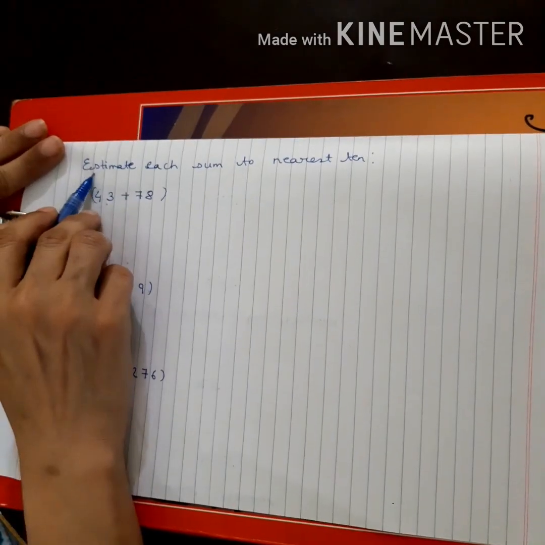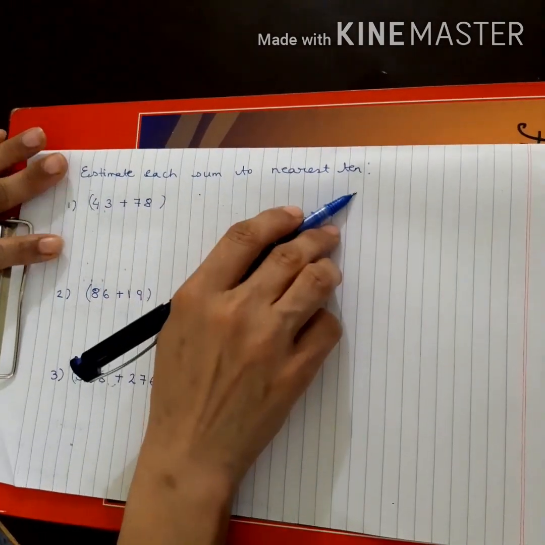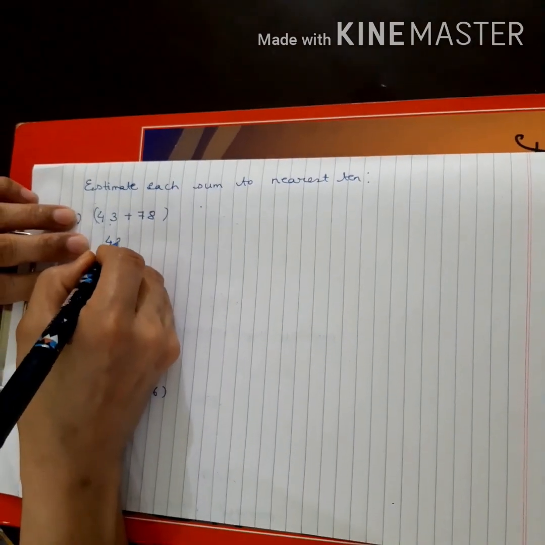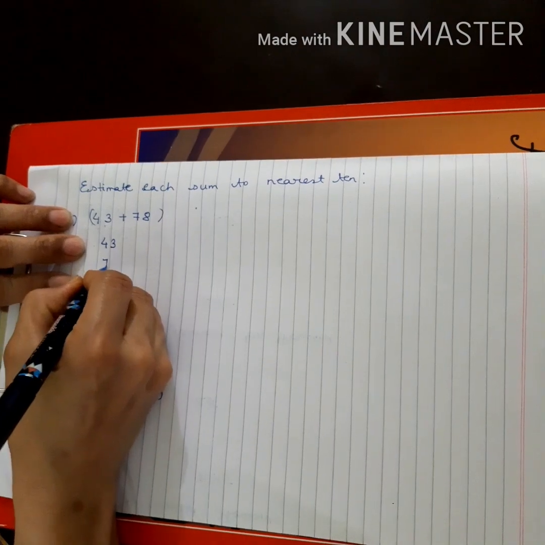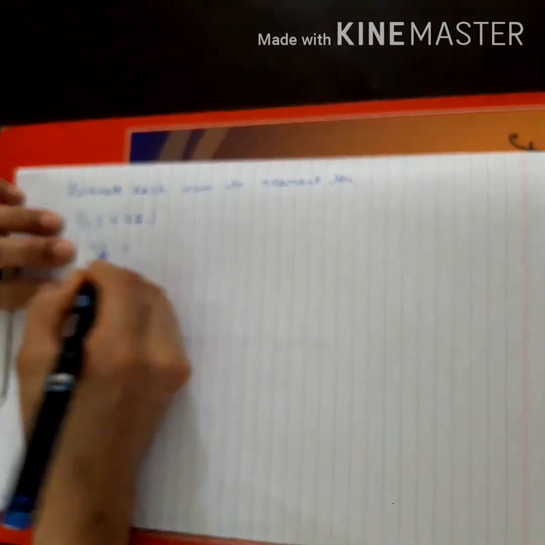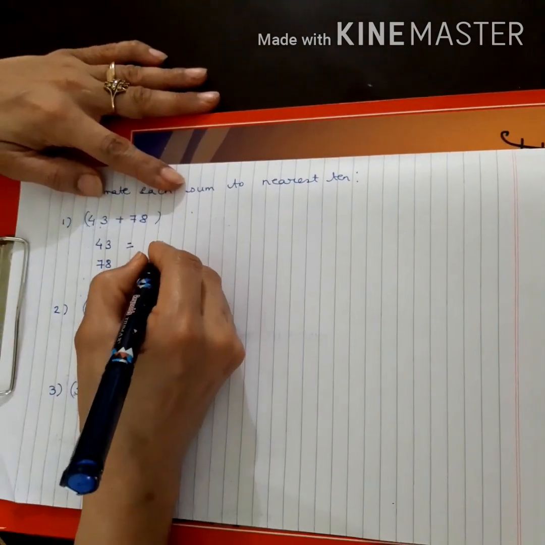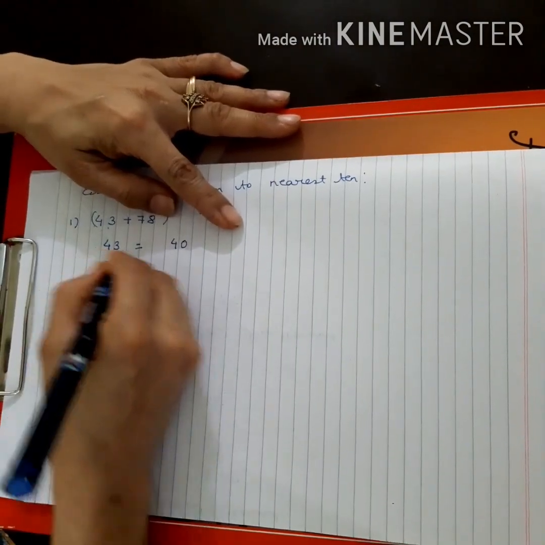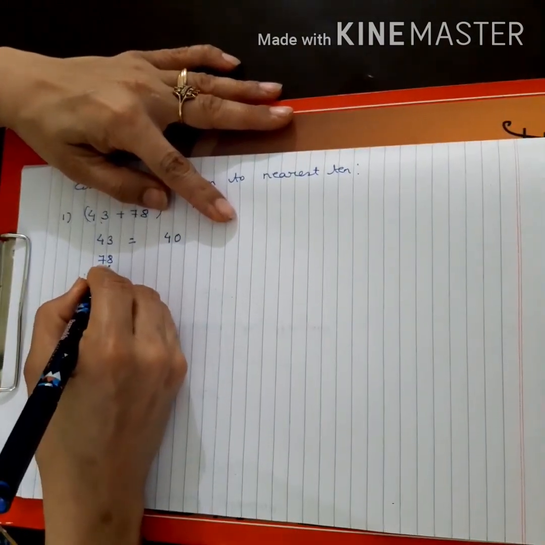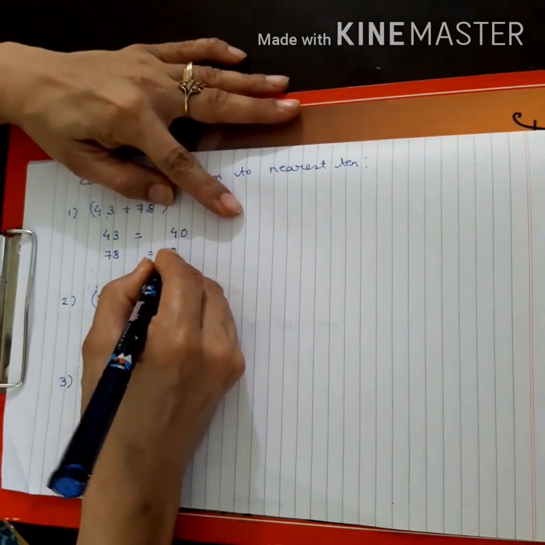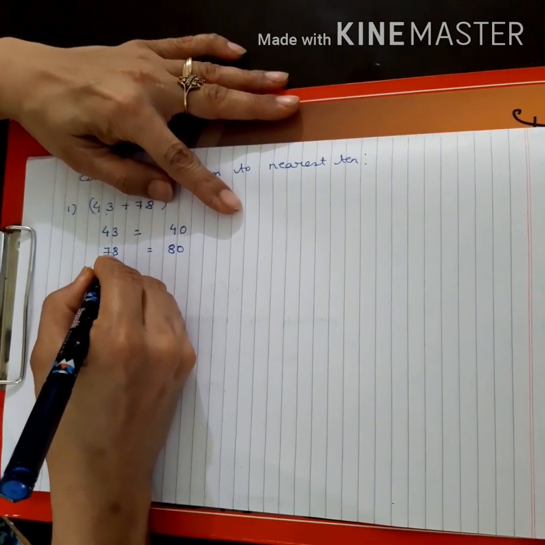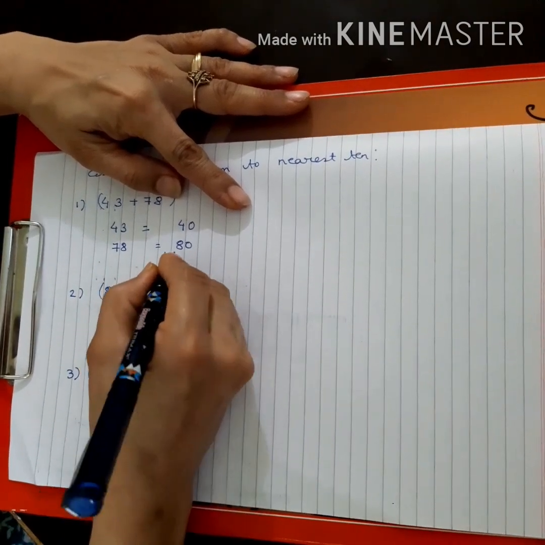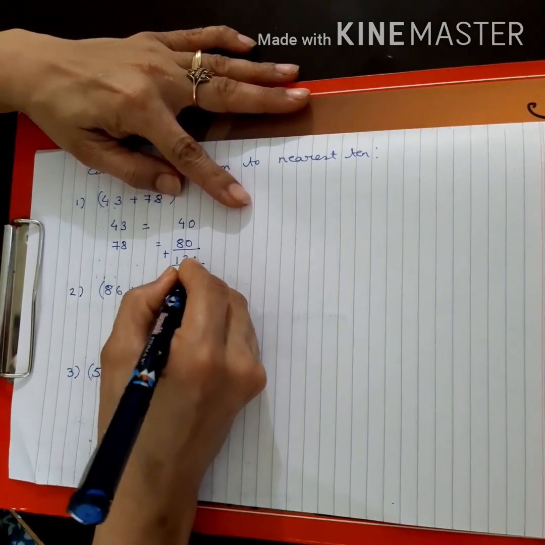Now let's learn how to estimate the sum to nearest tens. In this, what we will do? We will separately round off each number to nearest 10 and then we will add both the numbers. Now this 43 will be rounded off to 40 because 3 is smaller than 5, and this 78 will become 80 because this 8 is more than 5. So this 7 will increase by 1 and it will become 80. And now we will add both the numbers. The sum will become 120.